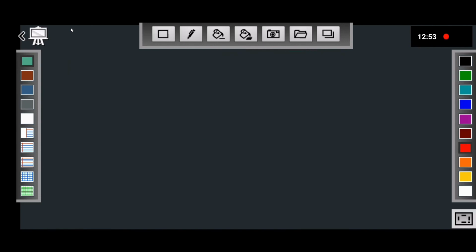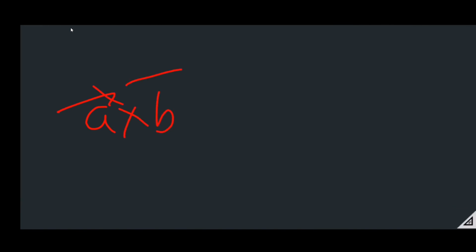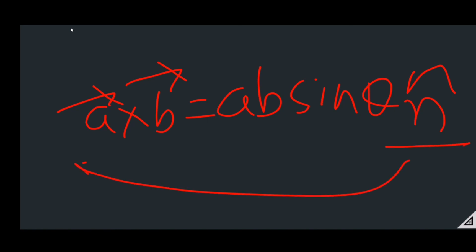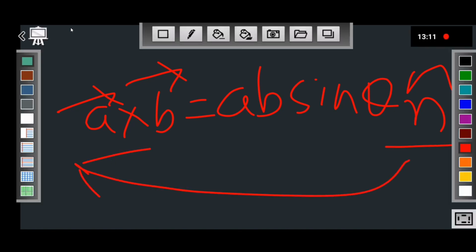So I have taught you the cross product of two vectors, a vector into b vector, which equals ab sin theta n cap, where n cap is the unit vector which is perpendicular to both a vector and b vector. Now we will study further of the vectors chapter in my upcoming videos. Thank you very much.